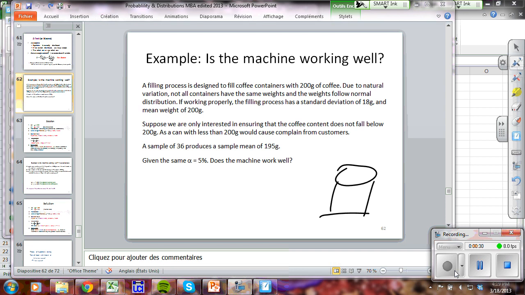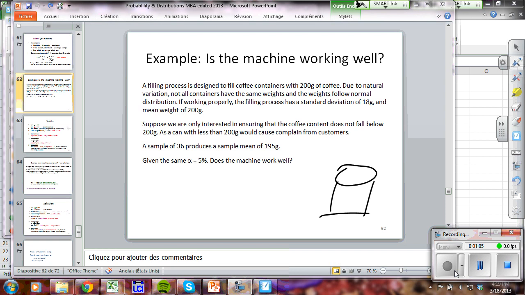They're supposed to be full of 200 grams of coffee. We've got a standard deviation of 18 grams. Now, we're only interested if the coffee might have less than 200 grams, because people tend not to get upset if they're over-rewarded, but they get upset if they're under-rewarded. And so we've got a sample of 36 and a sample mean of 195.